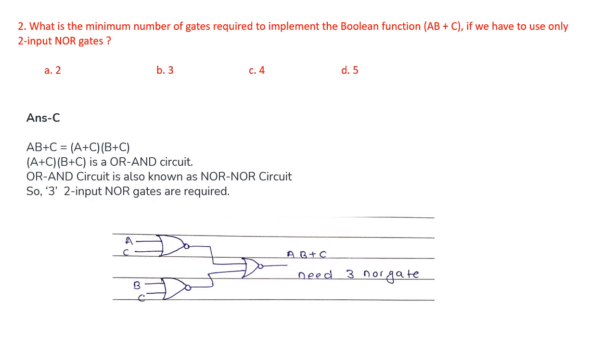We know that an OR AND circuit is equal to a NOR circuit, and (A plus C)(B plus C) is a standard format of NOR, and the diagram is also added below. You can see clearly, it is taking 3 NOR gates. The NOR circuit takes 3 NOR gates. The answer of this question will be 3. Now move to the next question.